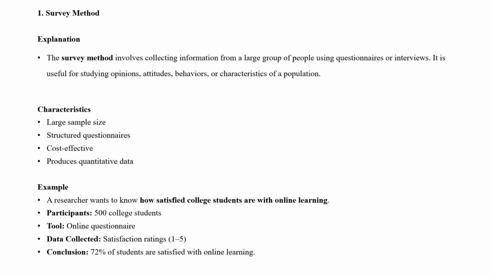For example, how many of them, 1,000 members like this, so quantitative, number wise. Example, the research wants to know how satisfied college students are with online learning. Participants: 500 college students. Tool: online questionnaire. Satisfaction is collected on a range of 1 to 5, for example, 1 is very good, 2 means good, 3 means normal, 4 means not satisfied, and 5 is fully not satisfied. So 72% of students are satisfied with online learning; it takes numbers, this is quantitative.